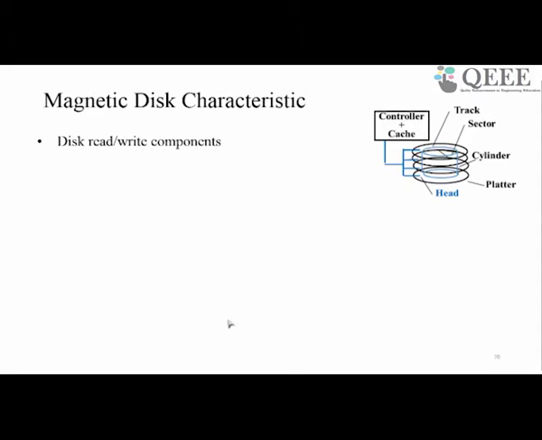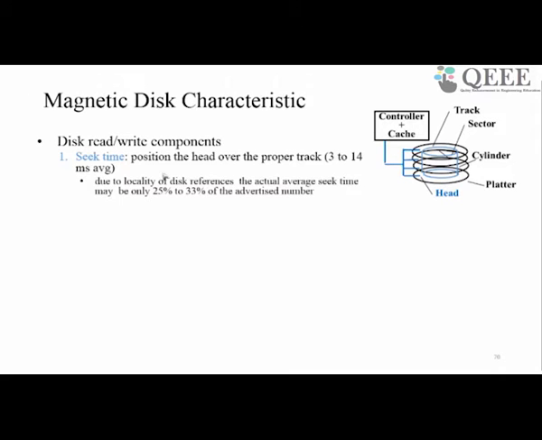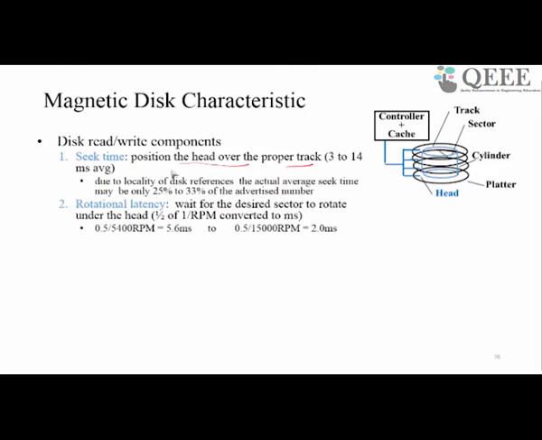There are certain characteristics of this magnetic disk which we have to keep in mind. First is the seek time, the time it takes to position the head over the proper track, which can be 3 to 14 milliseconds. Then the rotational latency: rotating the disk so that the desired sector comes under the head.